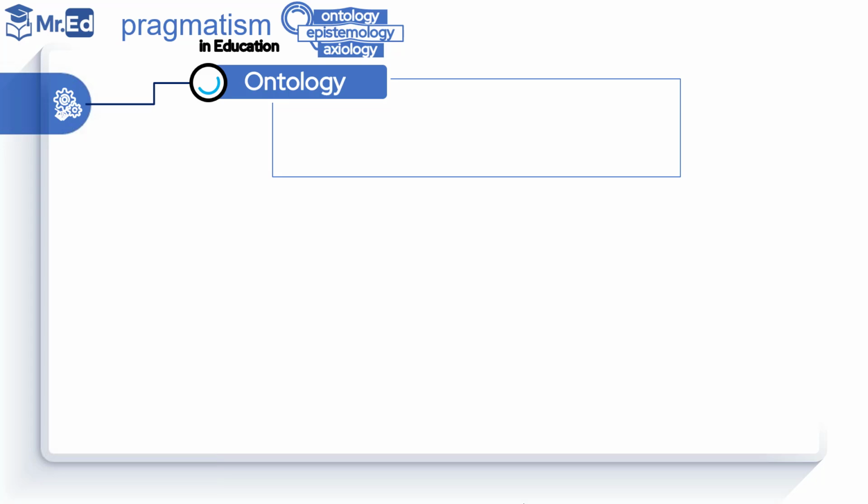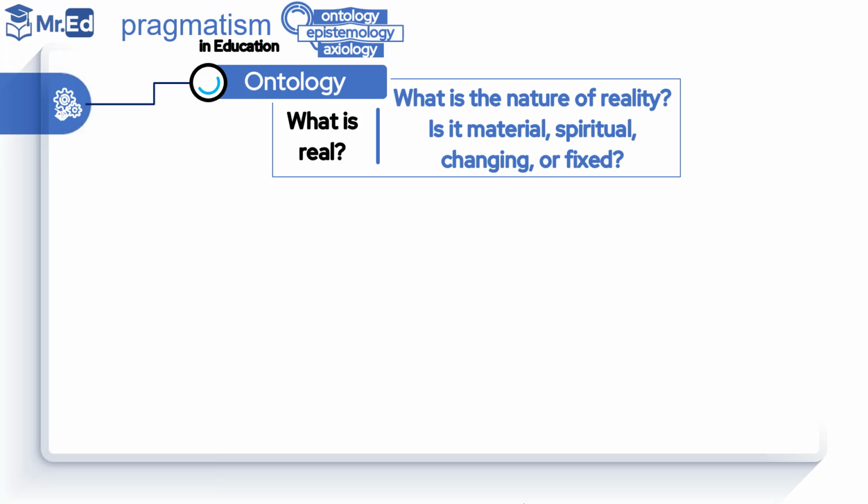Ontology is about the nature of reality. It answers the questions: what is real? What is the nature of reality? And is reality material, spiritual, changing, or fixed?